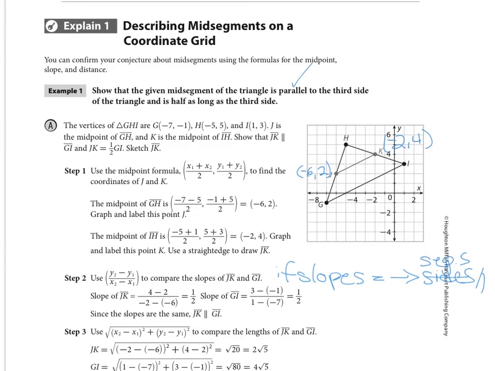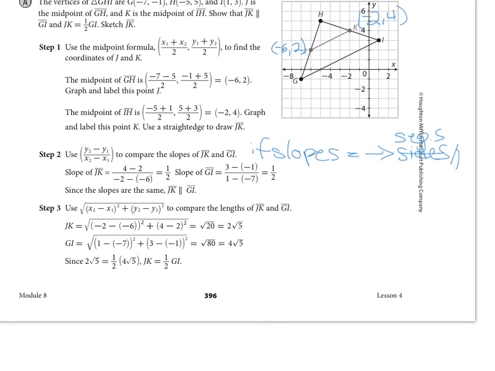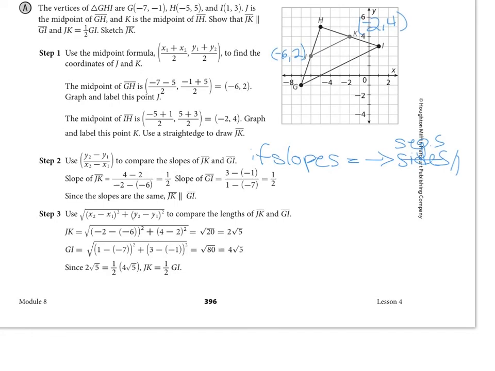The second thing we're confirming here in step 3 is, is the mid-segment JK half as long as the third side? Okay, so in step 3 that's what we're confirming. Let's move our page down a little bit. You can still see the graph. Okay, so for step 3, to figure out the lengths, we're doing the distance formula. So here's our distance formula, kind of a blast from the past there.